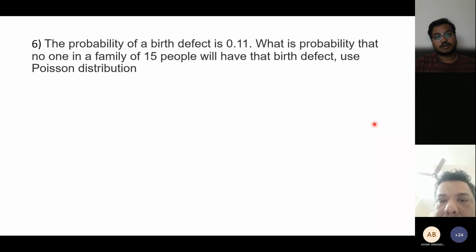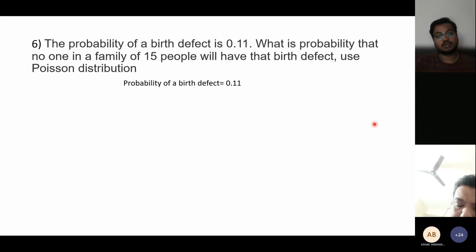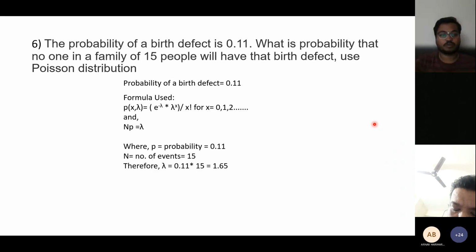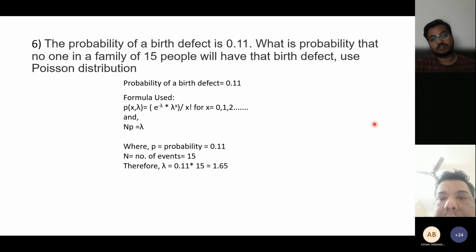So the sixth question is, the probability of a birth defect is 0.11. What is the probability that no one in a family of 15 people will have that birth defect? Here we are explicitly asked to use a Poisson distribution. That's why we'll use a Poisson distribution. So the probability of a birth defect is given to be 0.11. The formula for a Poisson distribution is probability of x given lambda or mu is equal to e to the power minus lambda into lambda to the power x, whole divided by x factorial. And lambda is given by n into p.